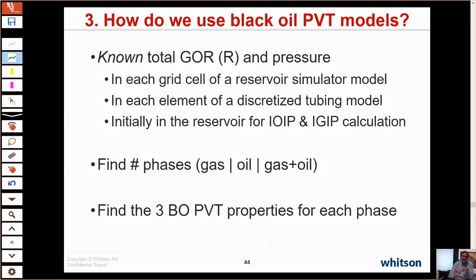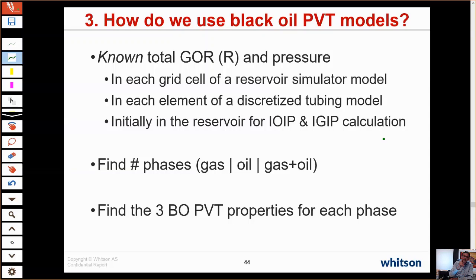And it is exactly identical, analogous to how you do it compositionally. You start with the composition, and you want to know what's going on at a given pressure and temperature. Start with the composition. You've got a pressure and temperature. What do you do? And you have this in every grid cell in a reservoir simulator, in every element of a tubing model, or you're just simply treating the entire reservoir as a uniform composition.